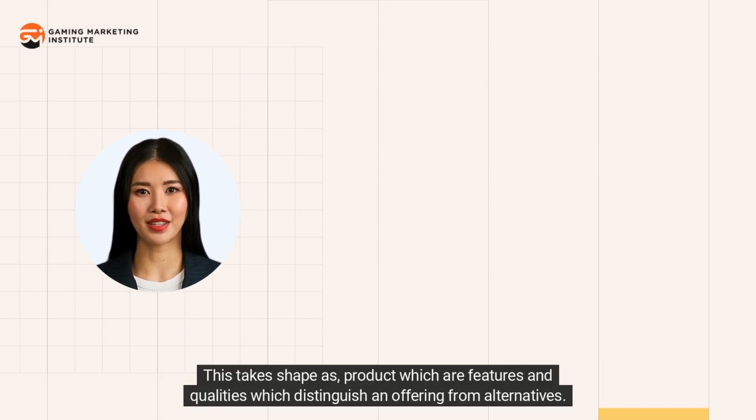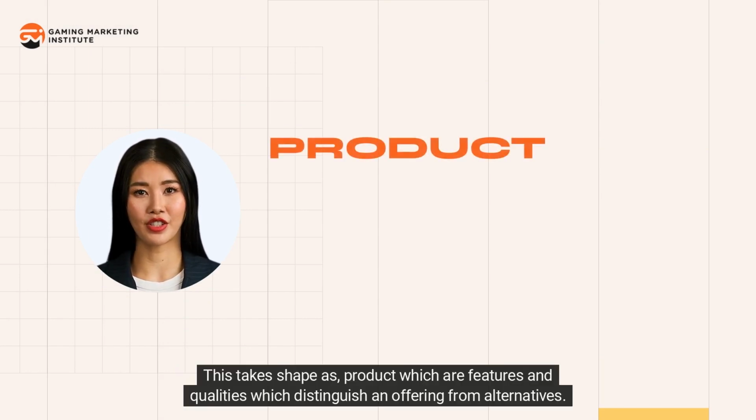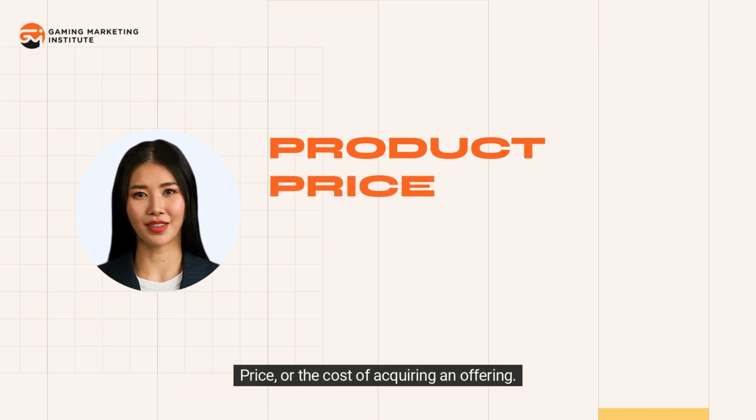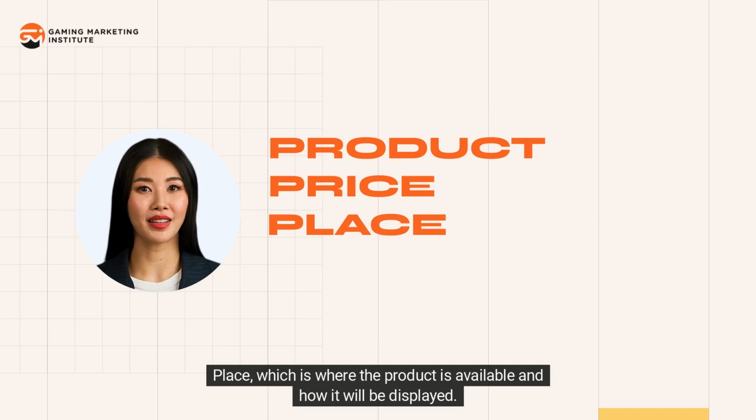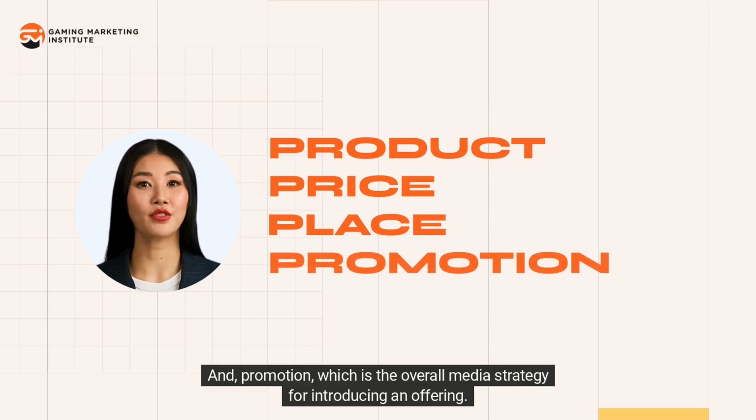This takes shape as product, which are features and qualities which distinguish an offering from alternatives. Price, or the cost of acquiring an offering. Place, which is where the product is available and how it will be displayed. And promotion, which is the overall media strategy for introducing an offering.